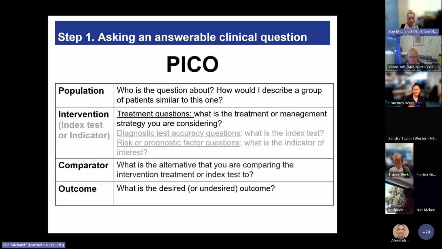C is for comparator, so what's the alternative that you're going to compare the intervention or the index test to? And O is for the outcome. So what's the desired or potentially undesired outcome that you're interested in? And it might be from the perspective of you as a healthcare professional, but it might also be the perspective of the patient or their family or the healthcare service. So I mentioned a moment ago that the PICCO element that you need to define depends on the question that you're asking. So let's now have a look at the different types of questions you can ask.